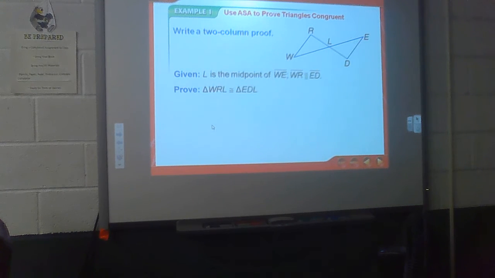Couldn't you say side angle because they're parallel? Just because they're parallel doesn't mean they're congruent. Okay? So good thought, but just because of that, that doesn't make anything congruent to each other.